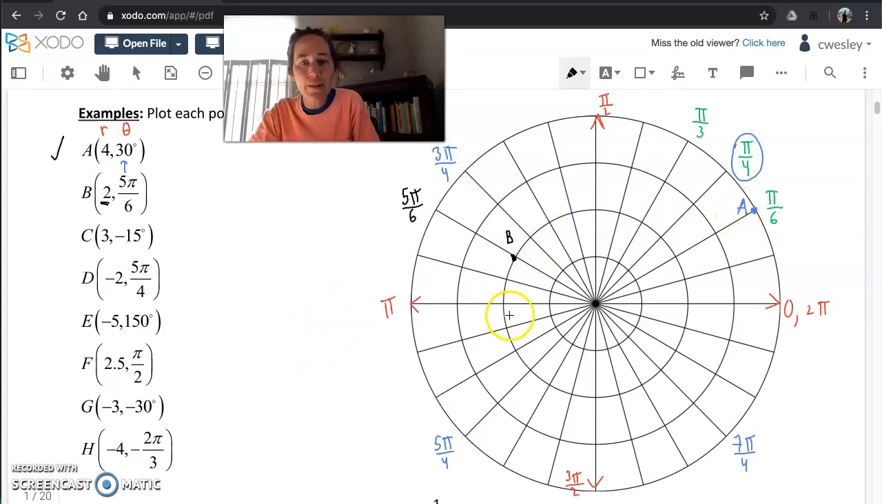Remember, each time we label one of these points, it's not like we had to do this polarly. There are also rectangular coordinates for A, and there are rectangular coordinates that exist for B. But I'm getting ahead of myself. We'll get to those conversions later.